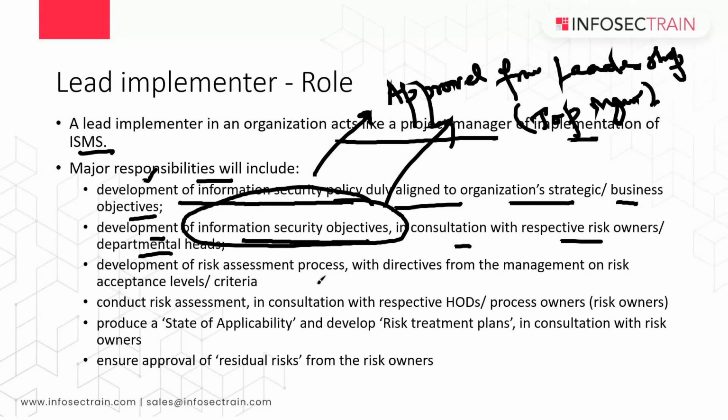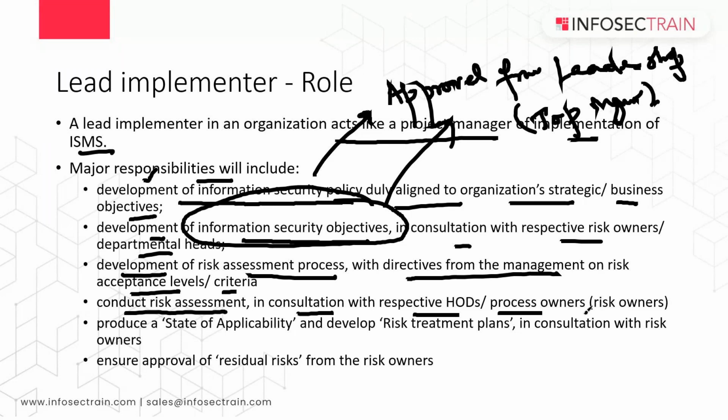Lead implementer would be involved in development of the risk assessment process in that organization. Directives will come from the top management on risk acceptance levels and criteria. And once the risk assessment process has been defined, developed, rolled out, the lead implementer will conduct the risk assessment in consultation with respective HODs, function heads, process owners, etc., who would eventually be the risk owners also.